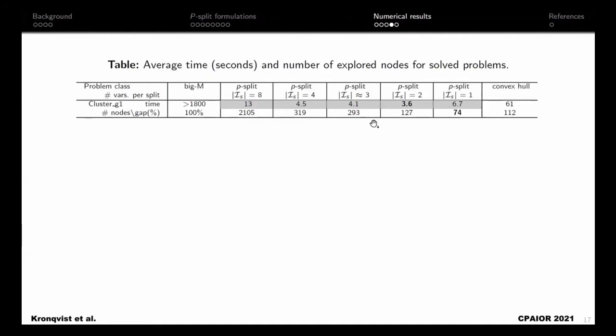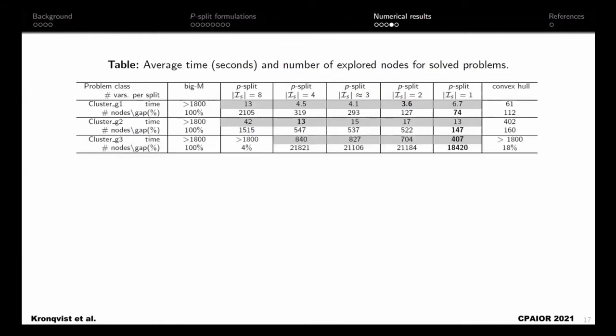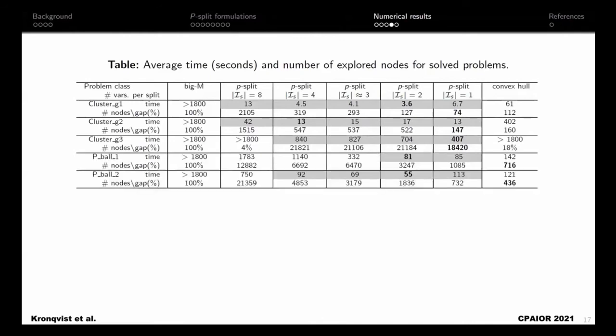And here you can clearly see a trend that the number of explored nodes decreases quite significantly with the number of splits as the relaxations become tighter. But the tightest formulation is not necessarily the fastest to solve. This is due to the fact that the problem grows with the number of splits as we introduce more variables and constraints. And for the other instances, we see a similar behavior, where the Psplit formulations have a clear advantage over the Big M and Convex Hull.